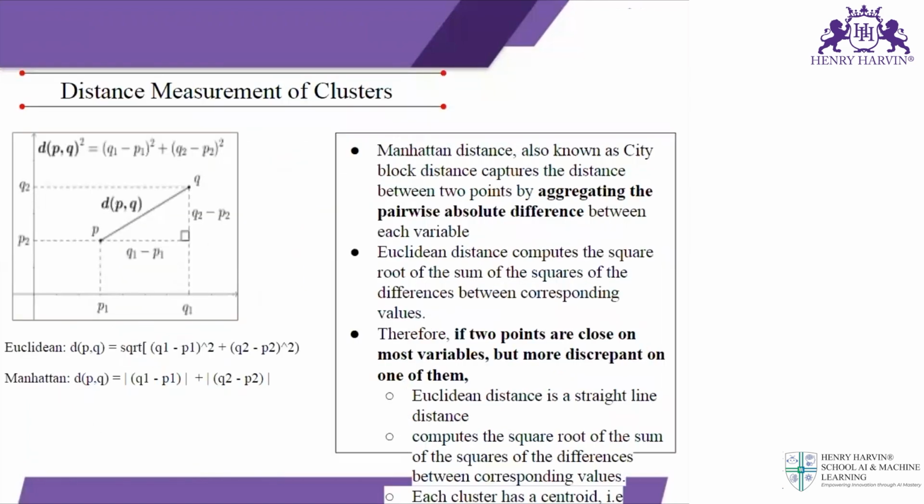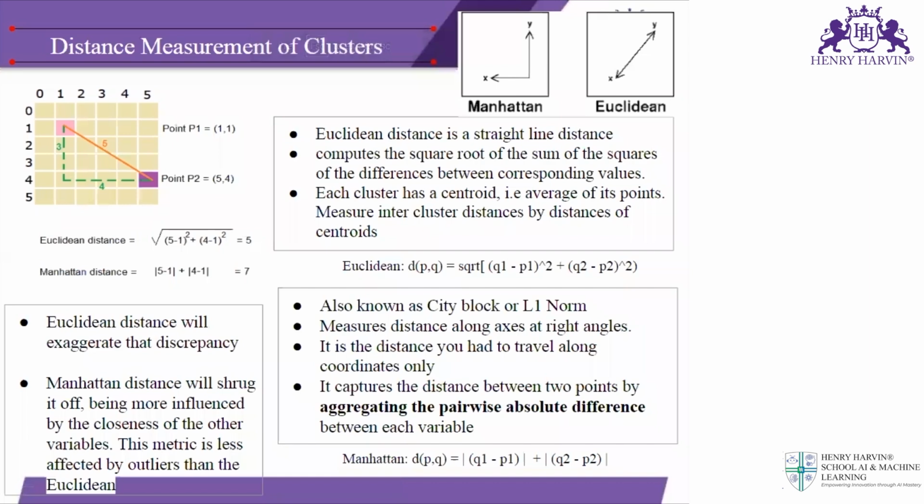Then it is very important to understand the distance measure of clusters. Distance measure is calculated for hierarchical clustering and k-means clustering. There are two ways we can find the distance: Euclidean distance or Manhattan distance. Euclidean distance is the straight line distance, as you can see in the image. It is also called the Pythagoras metric, wherein you can see there is a graph here. It computes the square root of the sum of the squares of differences between corresponding values.